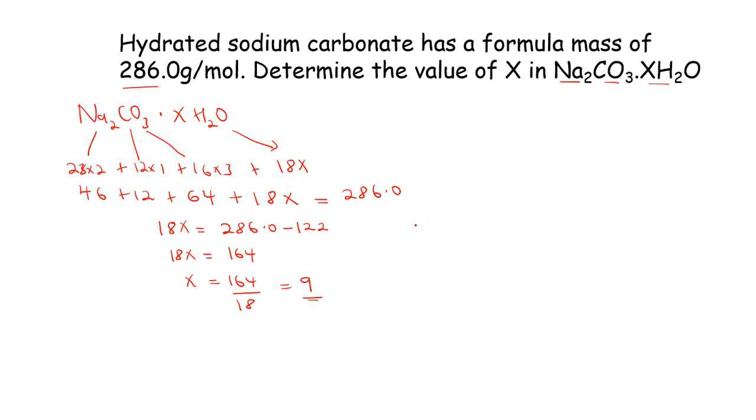Did I blunder somewhere? Okay, I think I did. 16 times 3 is not 64. 16 times 3 is 48. Sorry about that. So here we have 48. So 46 plus 12 plus 48 is 106. So we shall have 286 minus 106, which is 180. And 180 divided by 18, which is 10.